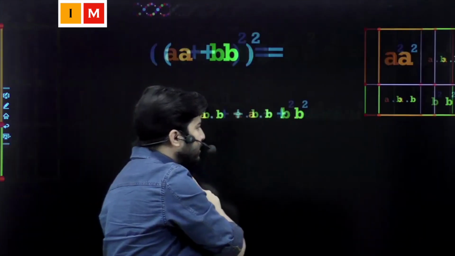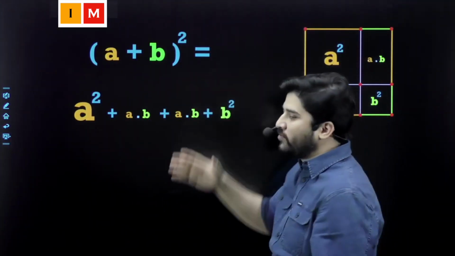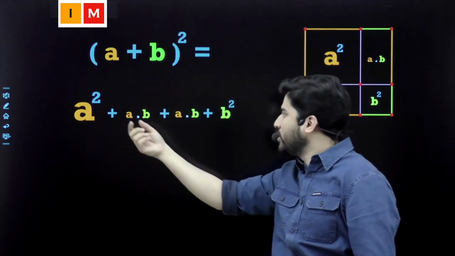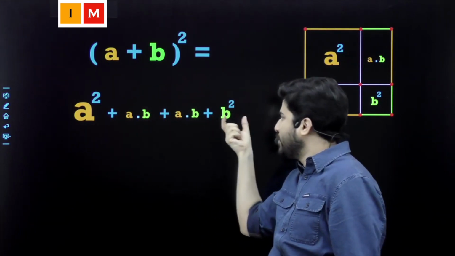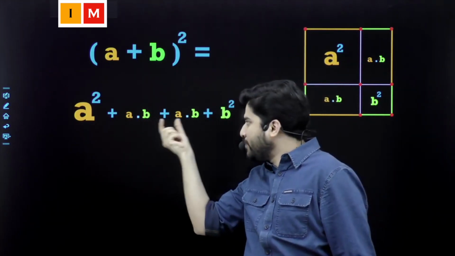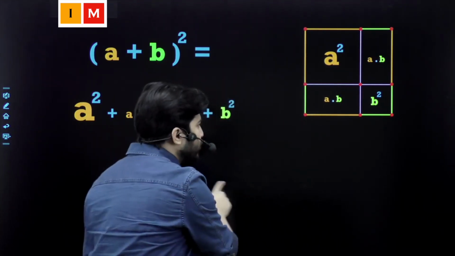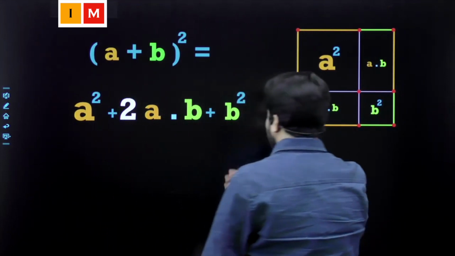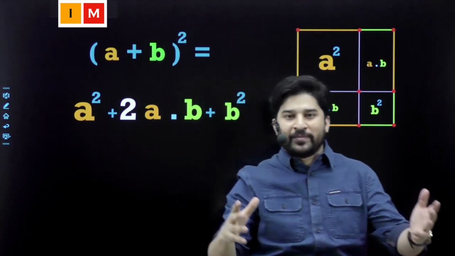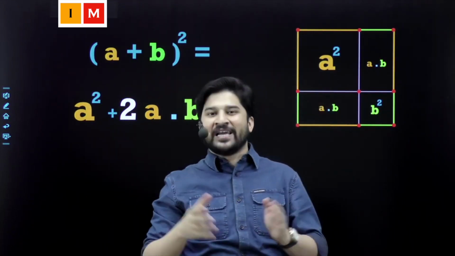So what you can say? That (a plus b) whole square, which is the area of the square, equals a square plus ab plus ab plus b square. Now you see, ab plus ab are both the same. So if you add them up, what you will get? Twice. So you can say (a plus b) whole square equals a square plus 2ab plus b square. So this is (a plus b) whole square.